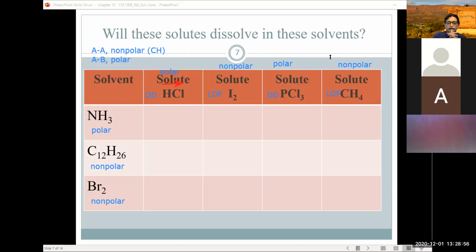And so if I had to determine the ones with the lowest boiling point, which 2 would have the lowest boiling point of the solutes? I got 4 boiling points: HCl, iodine, PCl3, and CH4. That's the temperature at which they start to boil. So based on their forces, which 2 would have the lowest boiling point?